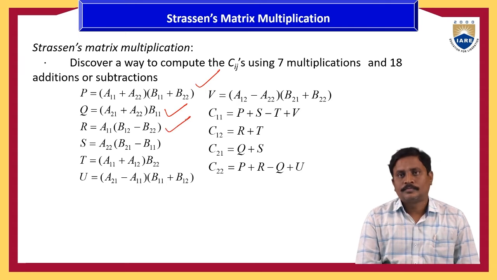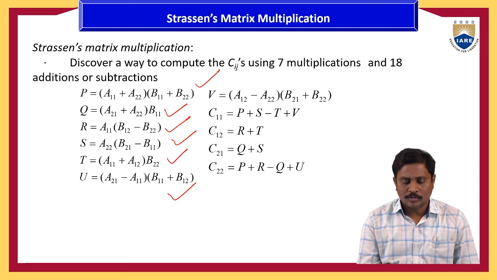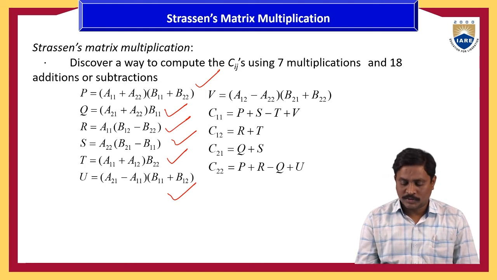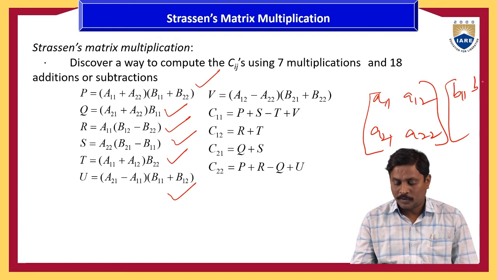R equals A11 into (B12 minus B22). S equals A22 into (B21 minus B11). T equals (A11 plus A12) into B22. U equals (A21 minus A11) into (B11 plus B12). So here we see the matrix A11, A12, A21, A22 and B11, B12, B21, B22.